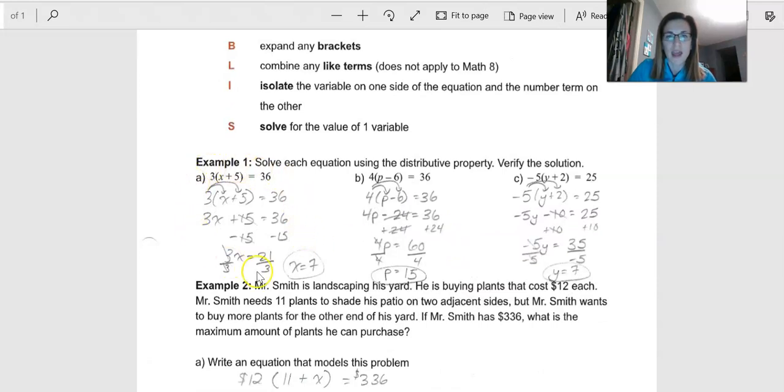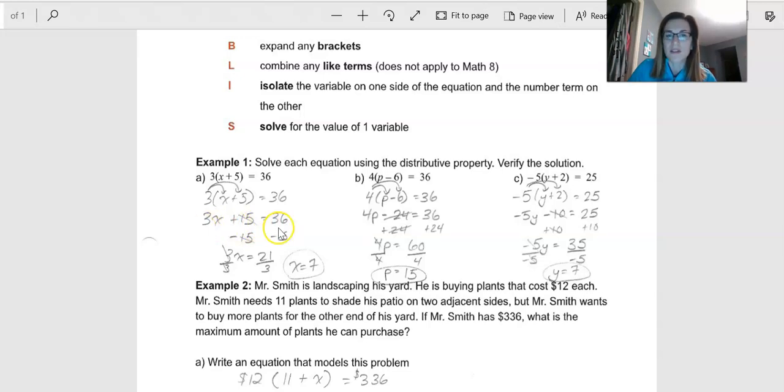I'll go through A with you and maybe C, and then you can use this to mark yourself as well. So if we have 3 times (x plus 5) equals 36, we can actually solve for x. First off, we have to use the distributive property. So we're going to multiply to both values in the brackets and expand out. So this ends up being 3x plus 15 is equal to 36.